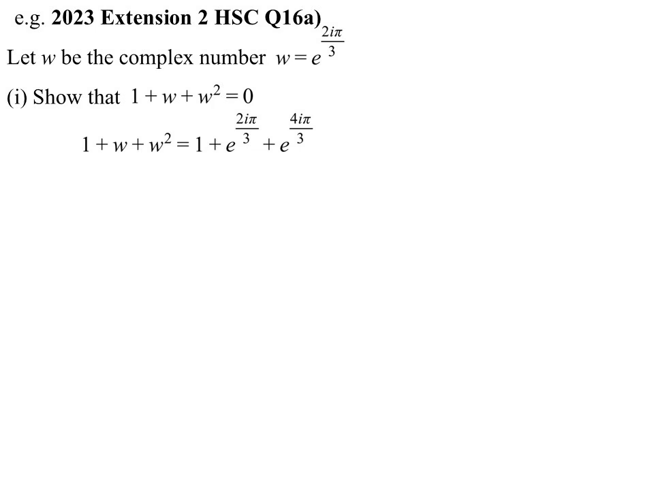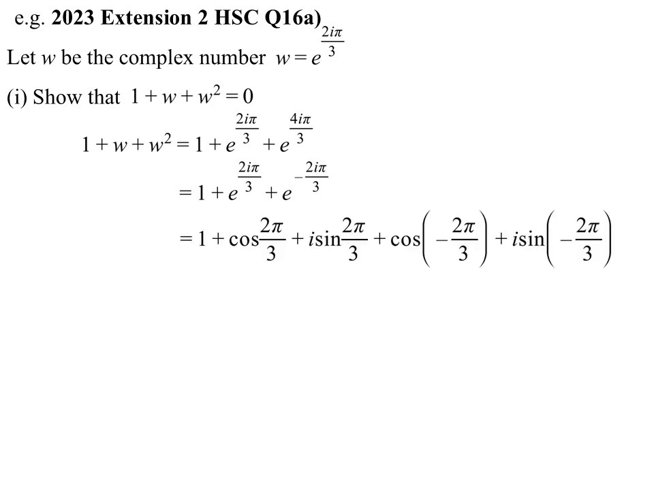But of course, I could rewrite 4i pi on 3 as minus 2i pi on 3. Now from this point I've got a couple of options, because at this point I can see it and go, oh look, I know they're conjugates, so I could say it's twice the real part and go from there. Or I could simply expand the whole thing out and then it becomes obvious that they're conjugates, because look what we've got: i sine 2 pi on 3, and over here I've got i sine minus 2 pi on 3. However we do it, we end up with 0 eventually. Okay, we got the first bit.